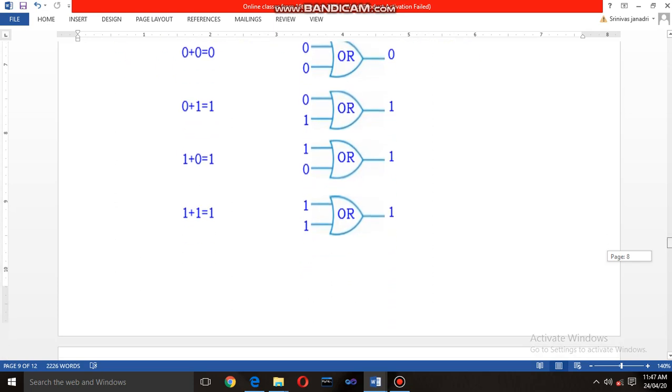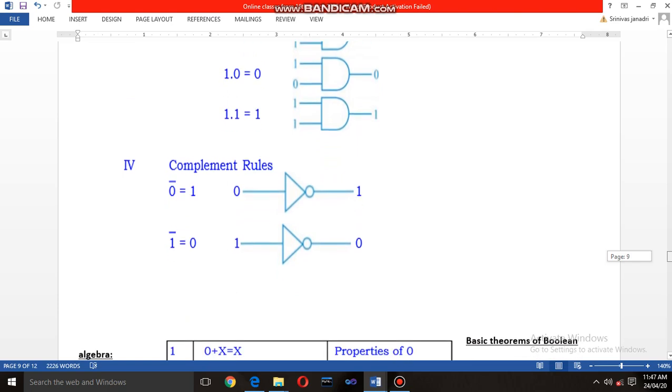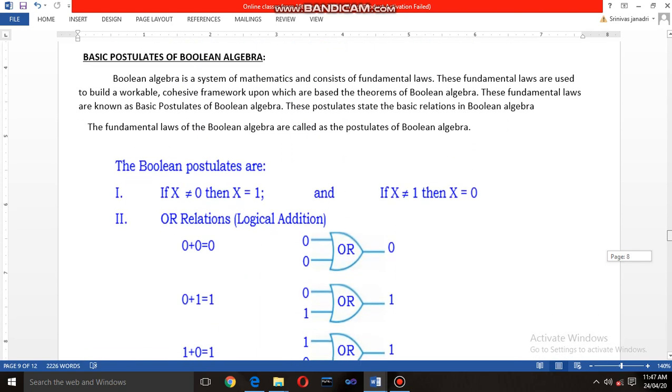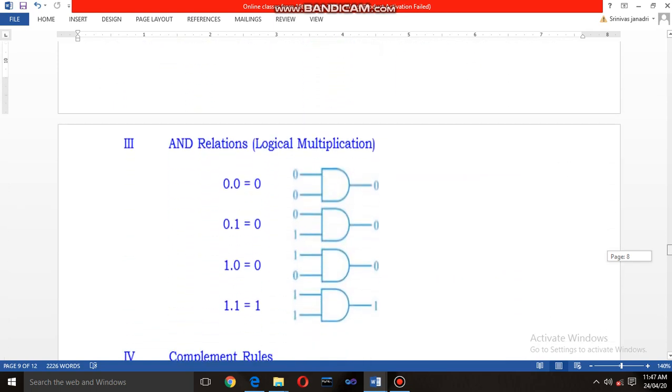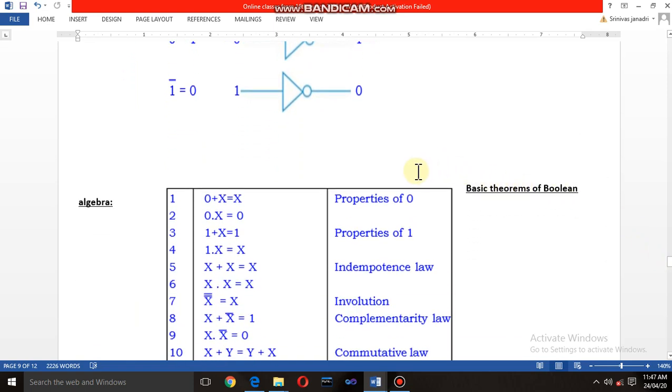And the OR relation, second one, AND relations, third one, complement rules is the fourth one. These four are the basic postulates of a Boolean algebra. We have to remember always, these are the very important and basic things. Here we have the basic theorems of a Boolean algebra.